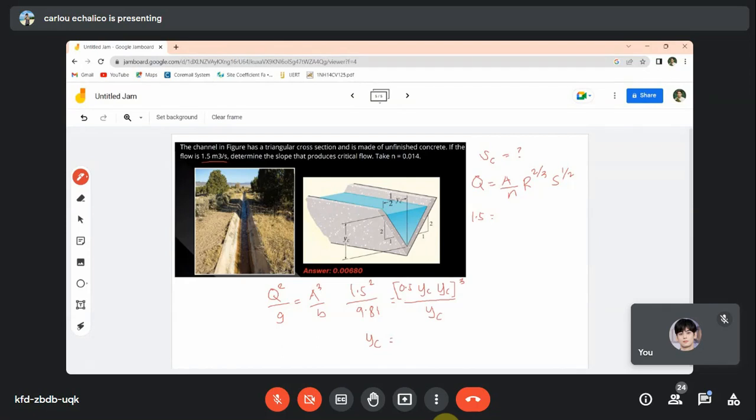First topic na ha. Sa critical, tandaan lang ninyo: Q squared over G equals A cube over B. So, in this case, ang critical depth na to is 1.129 meters. Check mo. So, therefore, muna itong YC, makuha na to sa area. Ang area na to is 1/2, so 0.5. Ang YC na to is 1.129. So, ang base na to is YC, 1.129. Ang height po na to is YC gihapon.